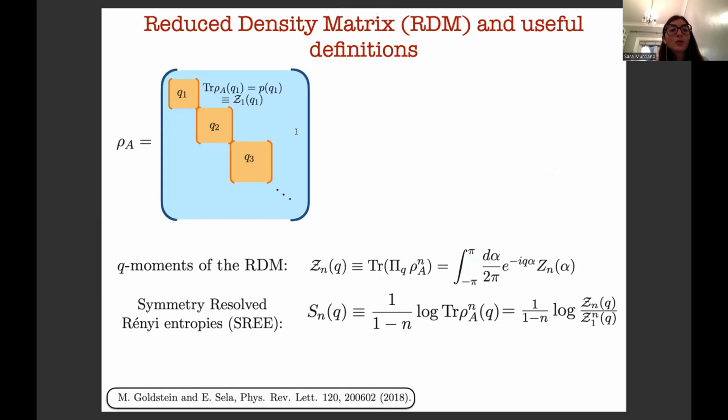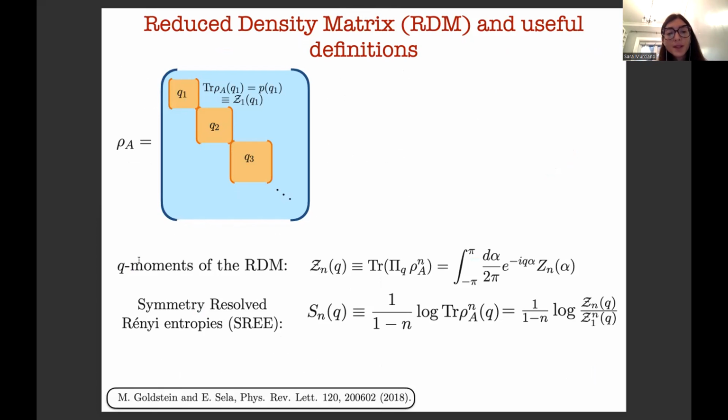Now, if we were to compute the symmetry resolution of the entanglement starting from its definition, it would be highly non-trivial, because we should know the entanglement spectrum and its resolution in the different charge sectors. However, we can apply the following trick, introduced for the first time by Goldstein and Sela some years ago.